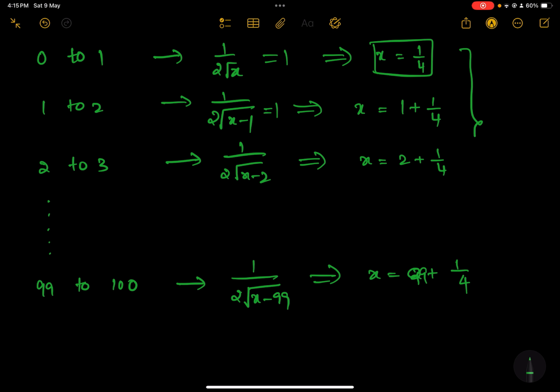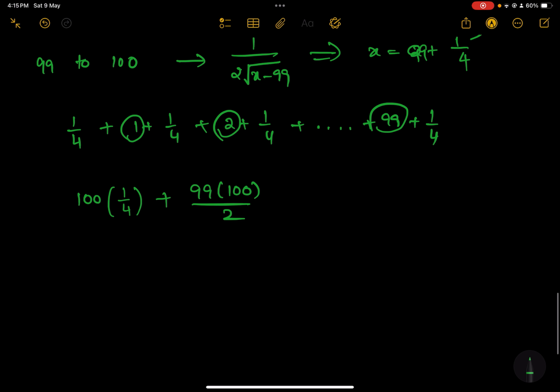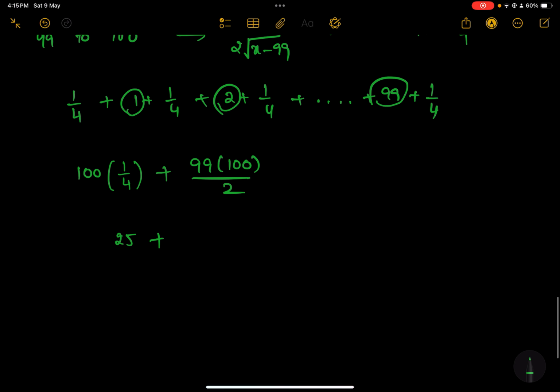Therefore the sum of all the solutions is simply 1 upon 4 plus 1 plus 1 upon 4 plus 2 plus 1 upon 4 and so on, plus 99 plus 1 upon 4. So there are 100 1 by 4s. So 100 into 1 by 4, plus 1 plus 2 and so on up to 99, which will simply be 99 times 100 by 2. So this is 25 and this is 4950. So this is simply 4975. So this is the answer to the question.